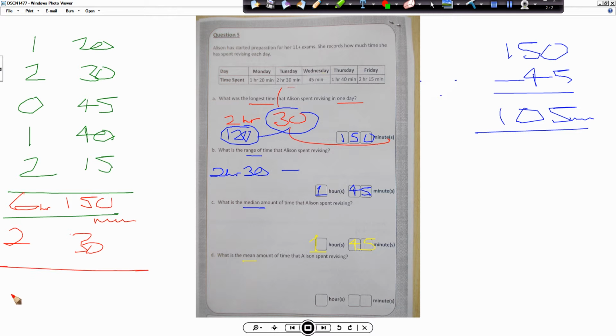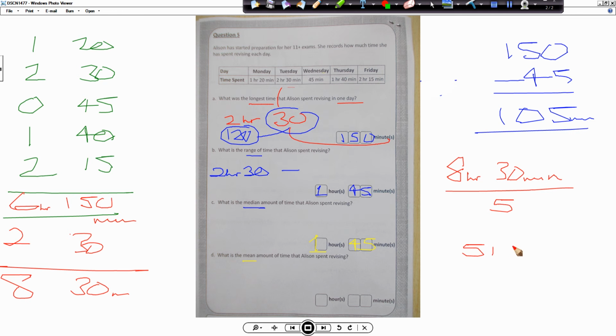So 6 add 2 is 8 hours and 30 minutes. Okay. And now we're going to divide it by what? 5 days. Because it's the mean. Let's add it all up and divide it by how many there are. So we've got 8 hours and 30 minutes divided by 5. Now that's going to be a little bit difficult to do if you don't change it into minutes first. So 8 hours is how many minutes? 480. 480 add 30 to give you?